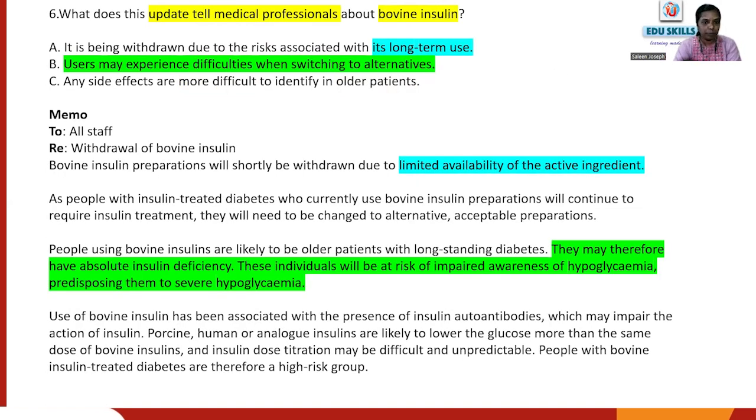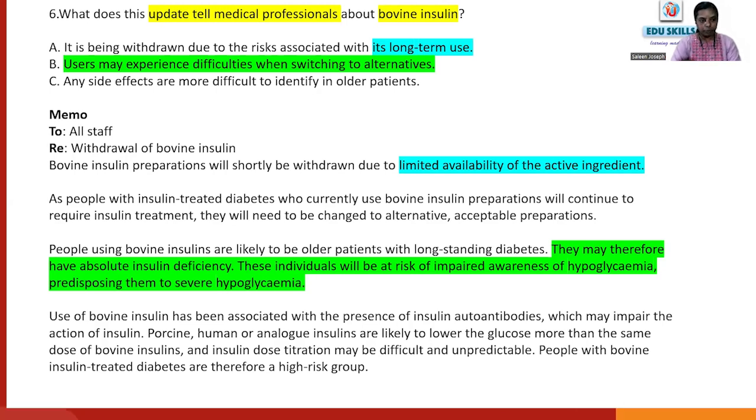Okay, so here you can see, option A is being withdrawn due to the risk associated with its long term use. They're telling that they will withdraw this medicine, insulin, due to its long term use. But when you read the topic sentence, bovine insulin preparations will shortly be withdrawn due to limited availability of the active ingredient. They're telling because of the limited availability of active ingredient, they are going to withdraw it, not because of its long term use. Okay, so answer option A is wrong.